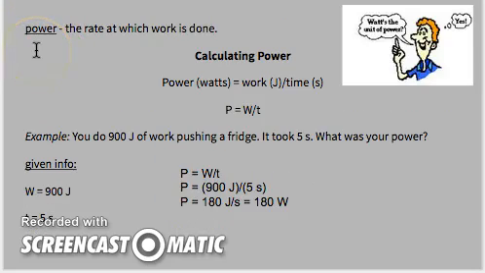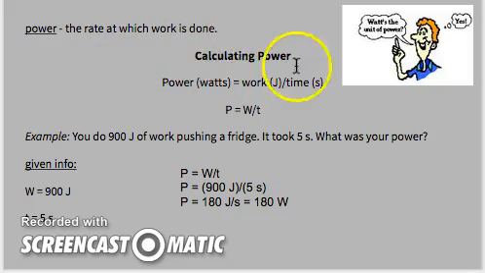Next topic is related to work. It's called power. Power is the rate at which work is done. So kind of like what we looked at before with speed. Speed is the rate of the distance over time, and velocity was the rate of displacement over time. And acceleration, if you remember, was the rate of the change in velocity over time. So today we've got the rate at which work is being done.